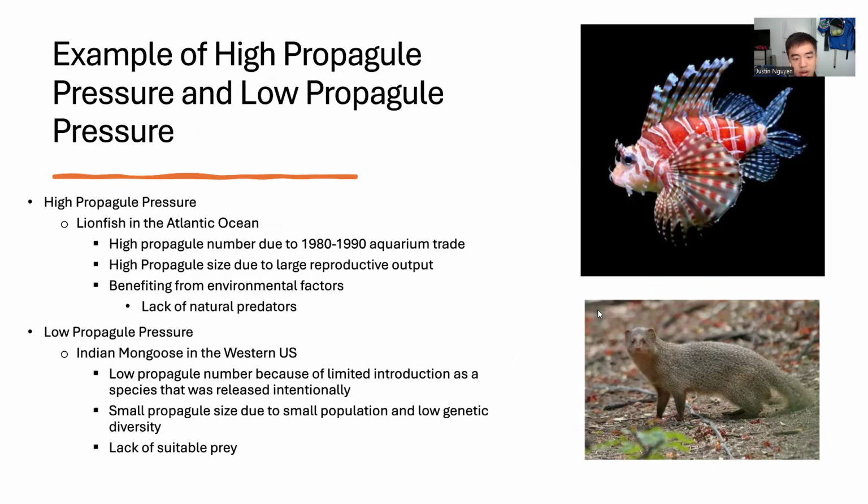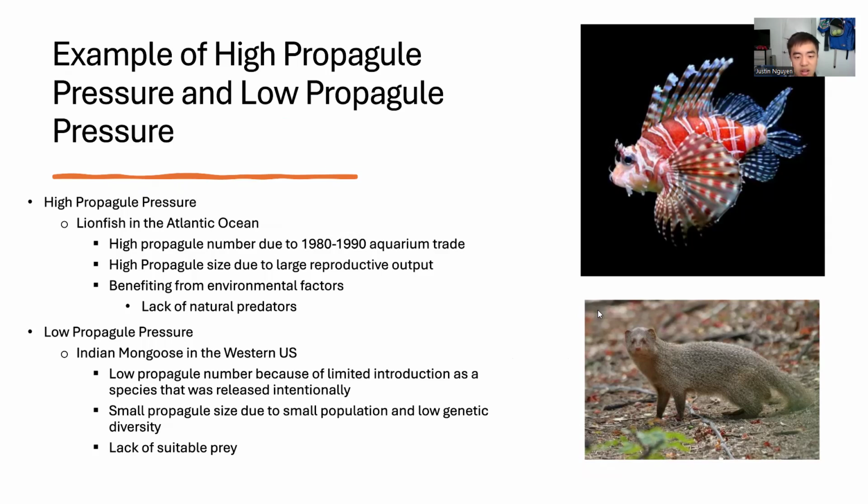The lack of natural predators and favorable environmental conditions of the Atlantic Ocean, like the warm waters and the abundant food and resources, have allowed the lionfish to spread aggressively, disrupting ecosystems and biodiversity in the Atlantic Ocean.